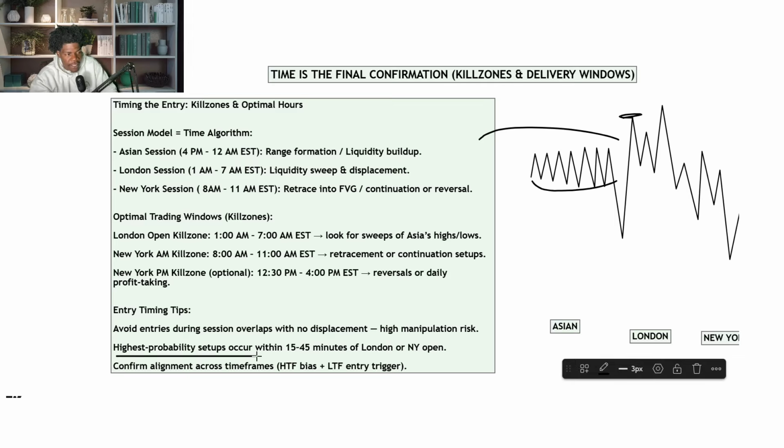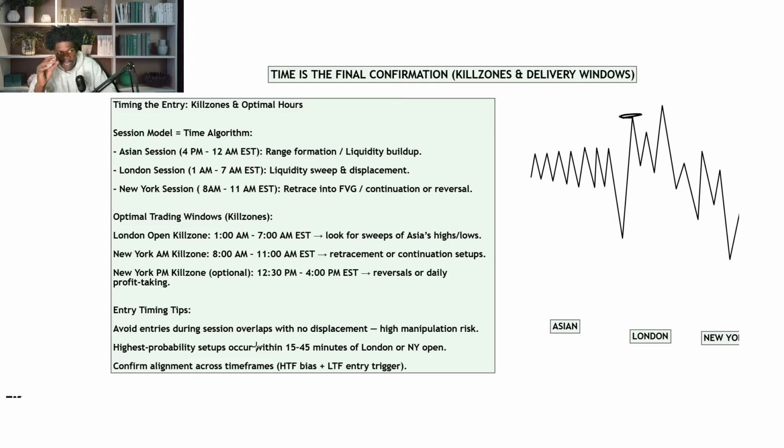Highest probability setups occur within the 15 to 45 minutes of London or New York open, right? That's why we have the London and New York kill zone times, because the best trades happen in the beginning. As soon as the stock market exchange opens, that's when the volatility kicks in, NASDAQ, right? That's when I get to see the manipulation happen and then position myself to catch that continuation entry.